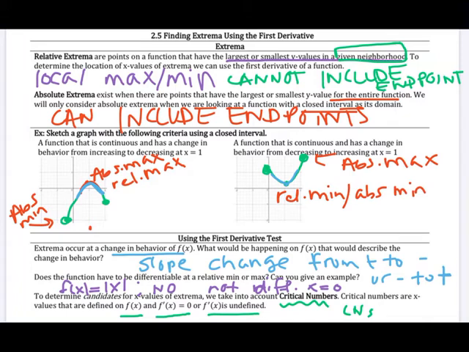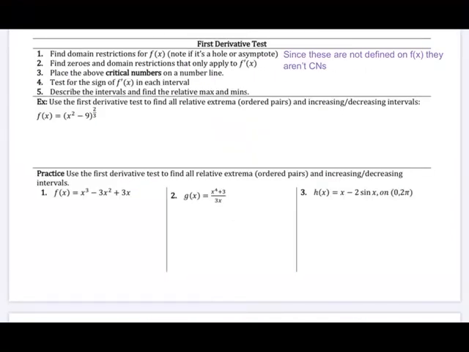So when we think through critical numbers, one thing to consider is that you need to first identify all of the domain restrictions in the original function. Those will not be possible values or candidates for critical numbers. So the first derivative test is something that enables us to identify these relative maxes and mins. And here's how it works.